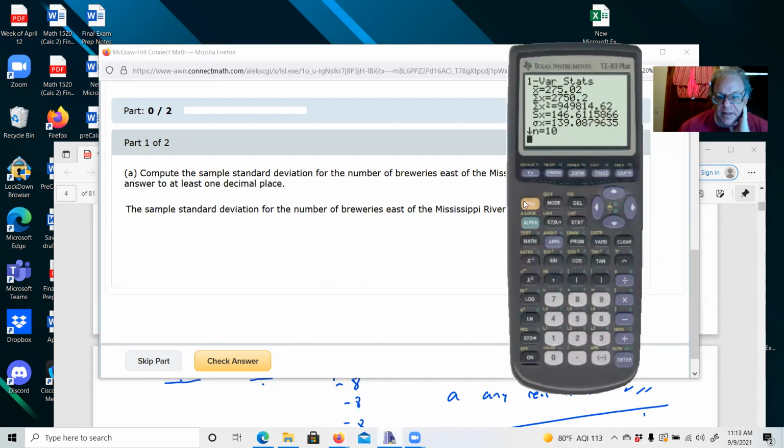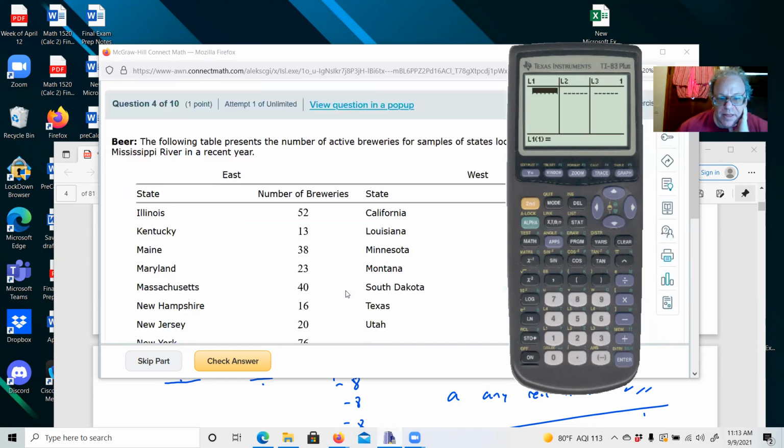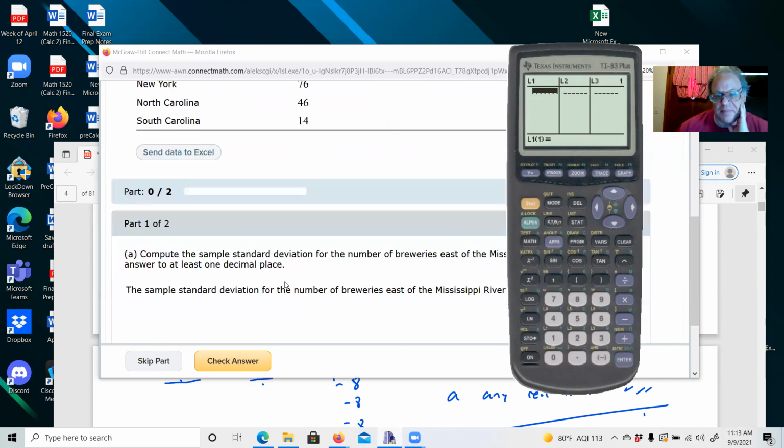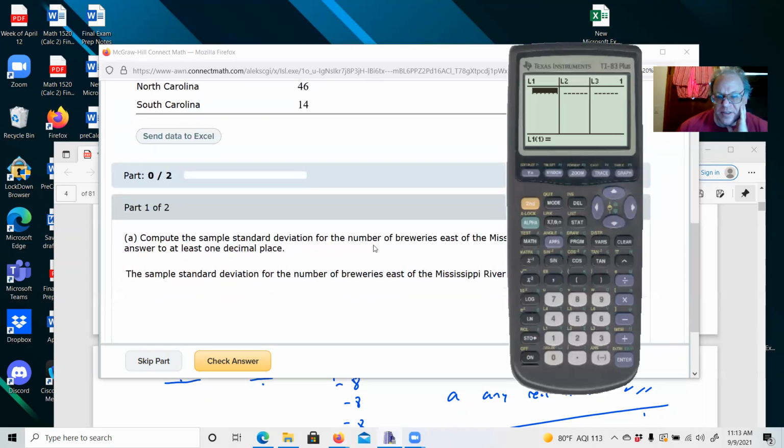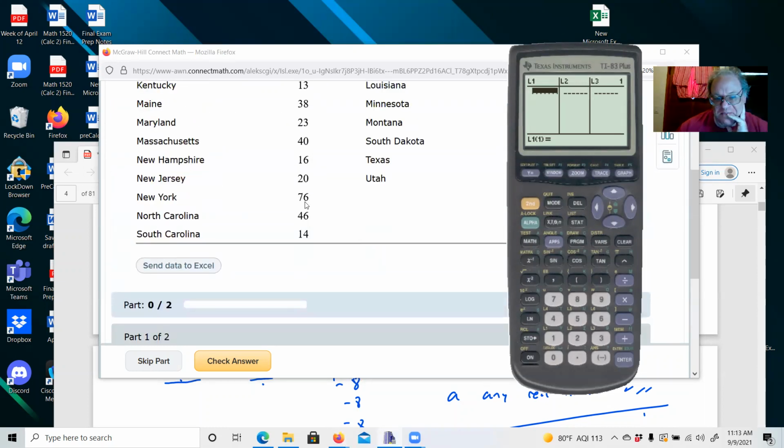Calculator and stat. And I'm going to go ahead and clear my lists because I don't need what was in list 1 or list 2. Here's the column. Cleared them. Like the stats, edit. Okay. What do you want to bet that part 2 says this is east, part 2 will say west, right?